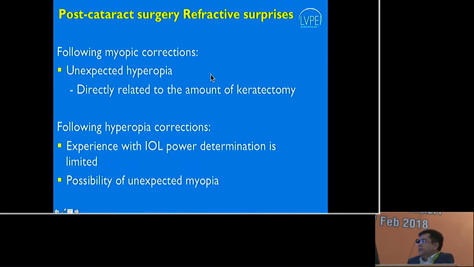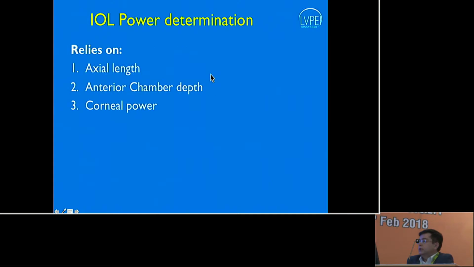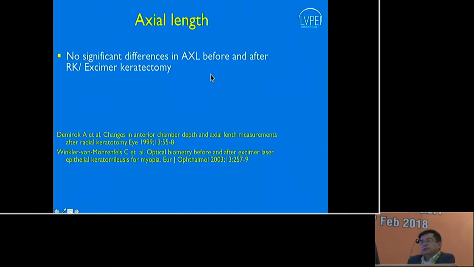If you are following a patient who has had myopic corrections by LASIK or PRK, you probably would be getting unexpected hyperopic surprises after cataract surgery. If the patient has had hyperopic corrections with LASIK or PRK, then probably you will be getting myopic surprises. We do not have much experience of hyperopic correction because the numbers are very, very few. For IOL power determination, as has been discussed earlier, you basically depend on the axial length, the anterior chamber depth, and the corneal power. Axial length generally would not change after LASIK or PRK surgery.